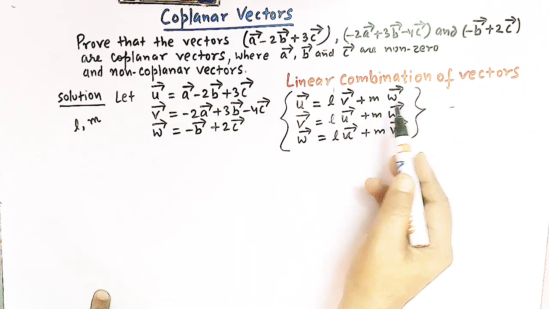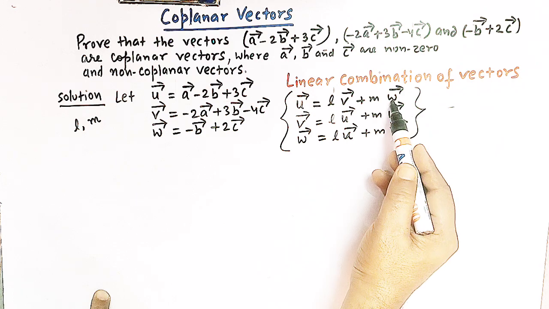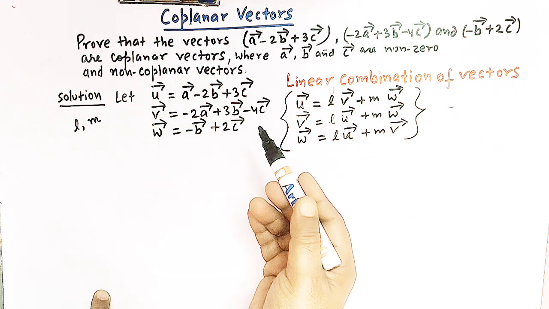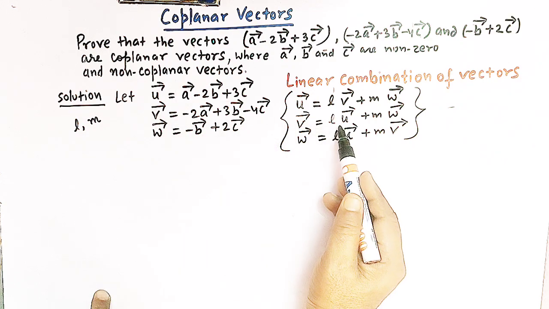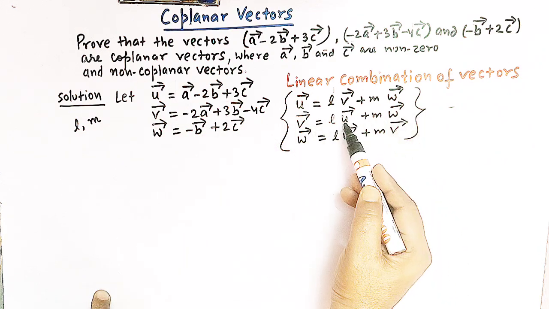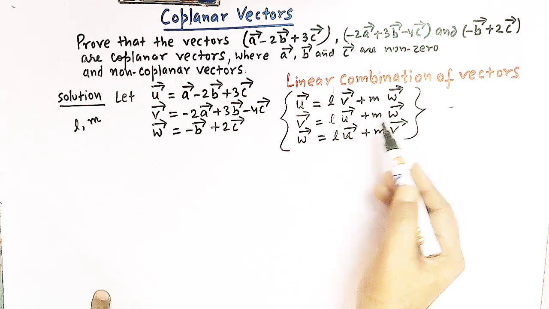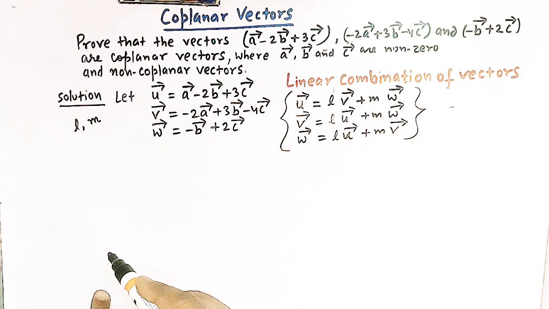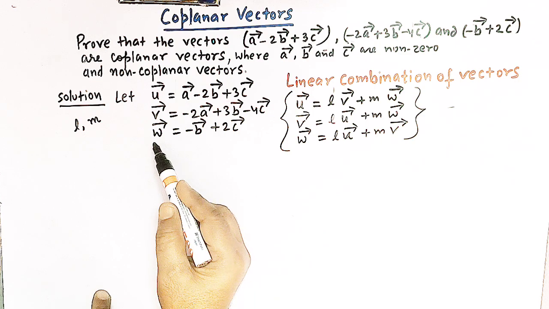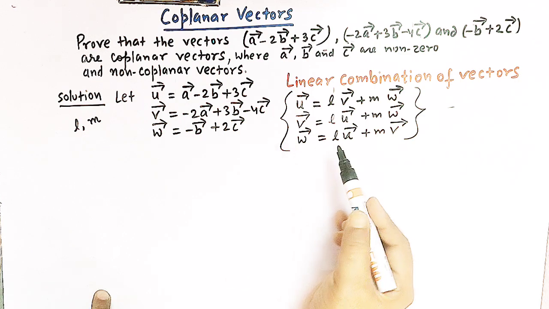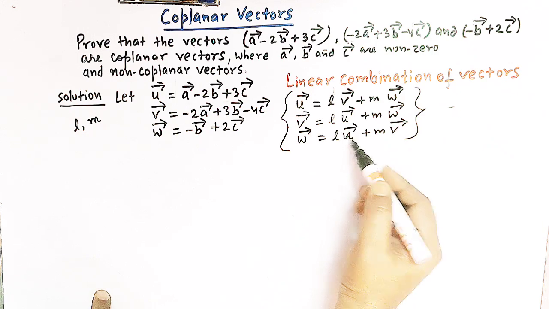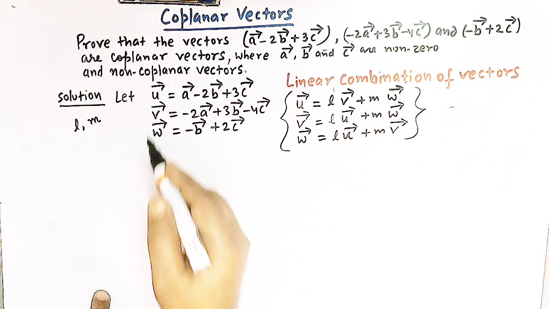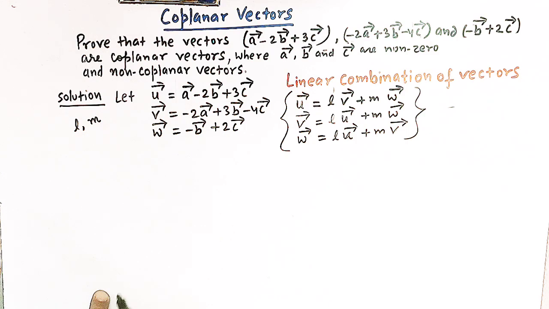So we can use any of these three representations. If vector u is represented as a linear combination of vectors v and w, then the three vectors are coplanar. If vector v is represented as a linear combination of u and w, then the three vectors are coplanar. And if w can be represented as a linear combination of u and v, then also these three vectors are coplanar.